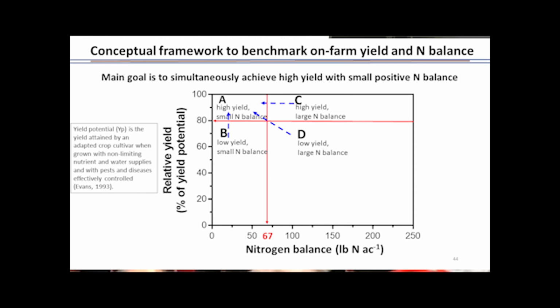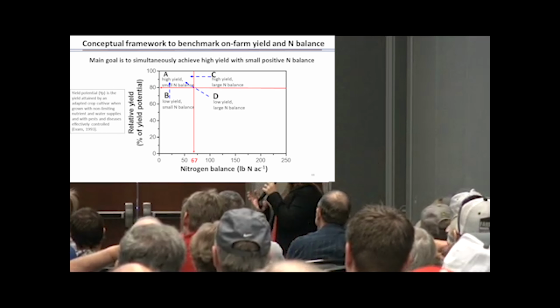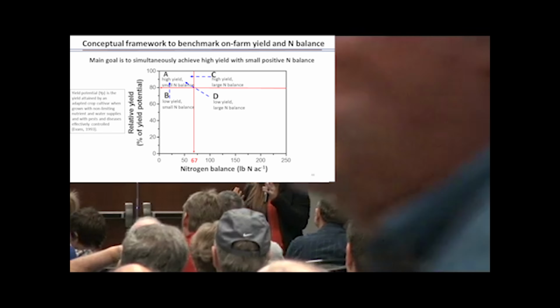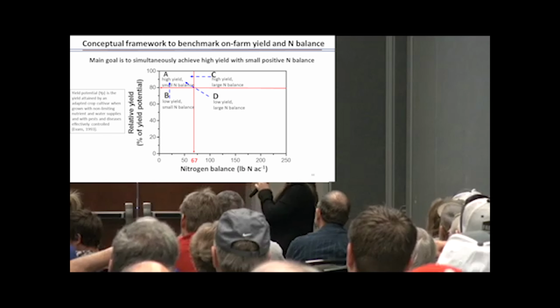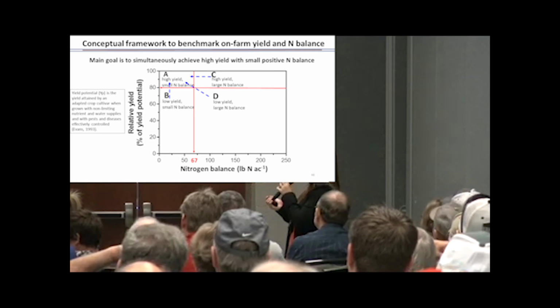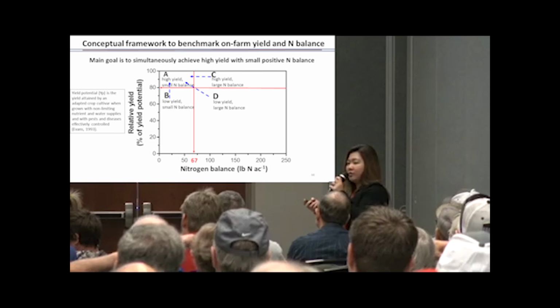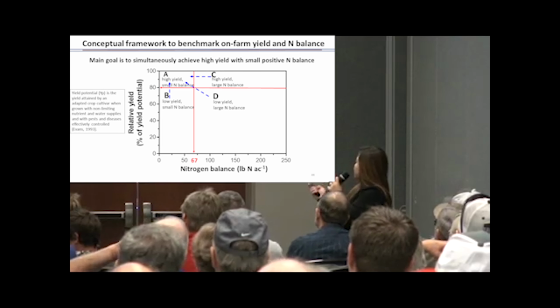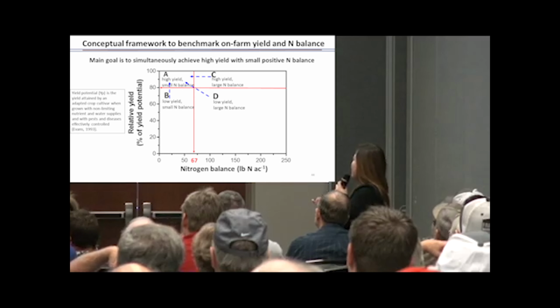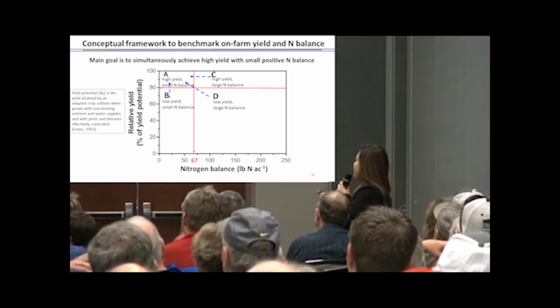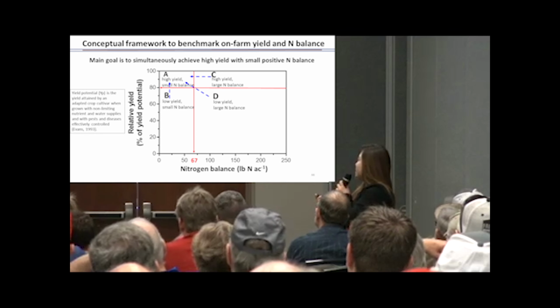And could we also develop a conceptual framework to benchmark nitrogen balance? So this is basically the same as what Patricio has shown for irrigation, but as you can see here, the relative yield is again plotted on the y-axis. This was explained by Patricio, so relative yield is basically just the ratio between the actual yield and the yield potential. So the higher this value is, the better the productivity of the producers. So I'm showing here again the threshold that I've shown earlier, which is 67 for nitrogen balance.